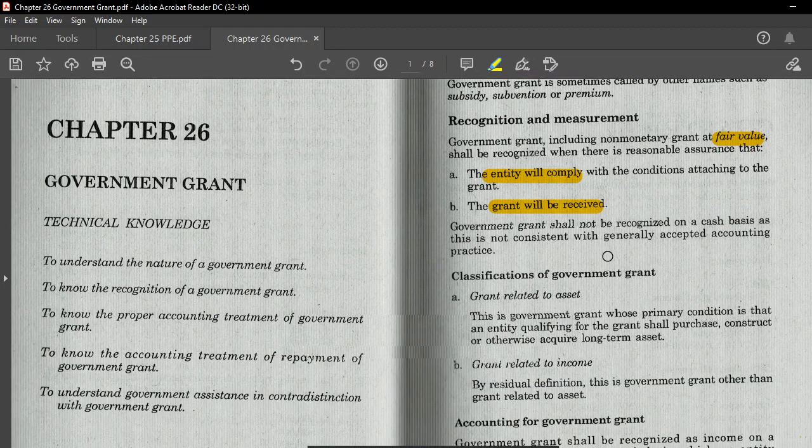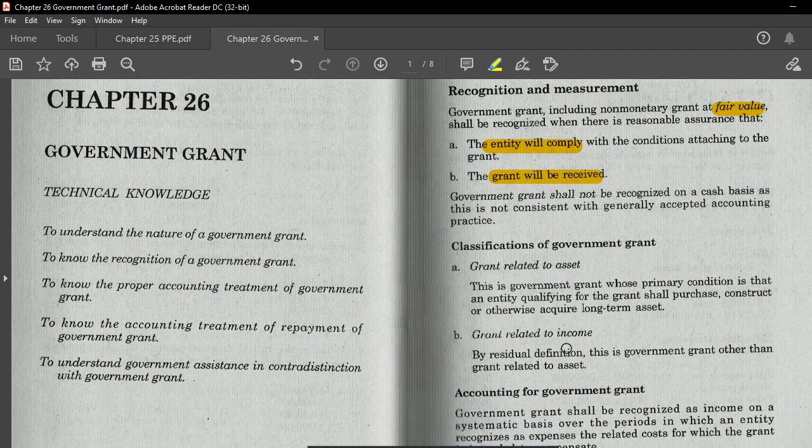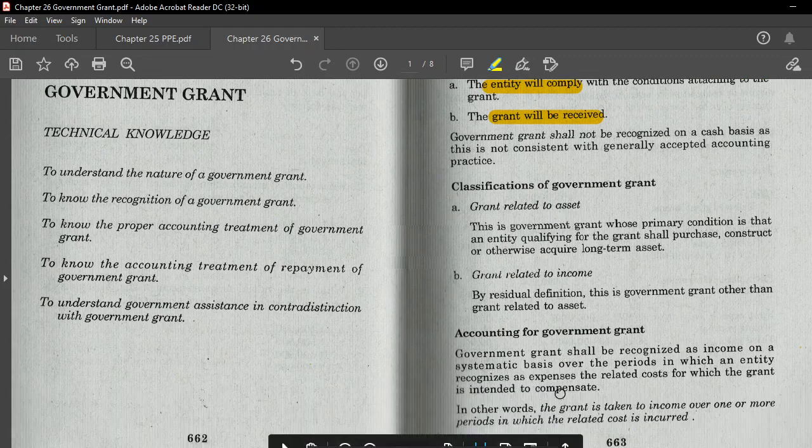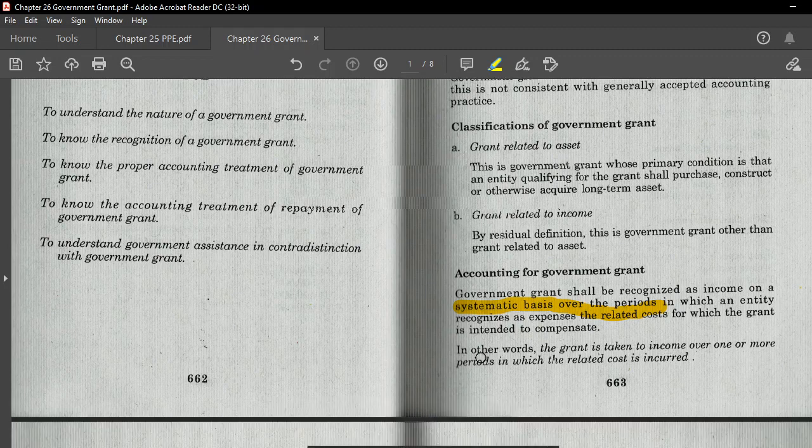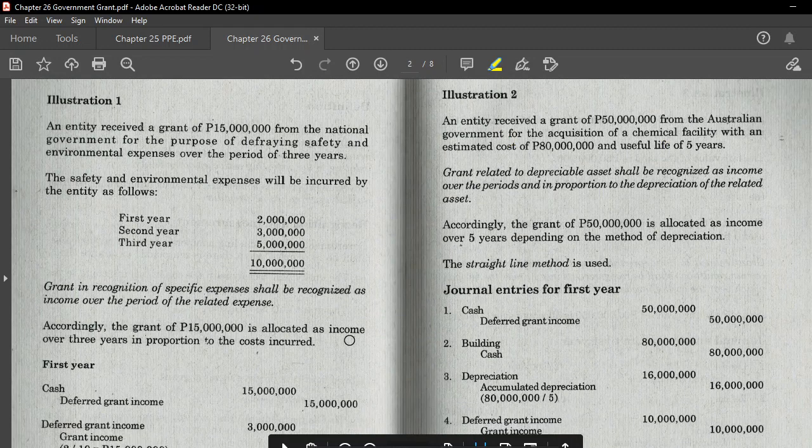Okay. Grant related to asset and grant related to income. So, as we go through the problems, we will have an idea kung unsay pasabot aning related to asset and related to income. Okay. So, government grant shall be recognized as income on a systematic basis over the periods in which the entity recognizes expense the related cost for which the grant is intended to compensate. So, in other words, the grant is taken to income over one or more periods in which the related cost is incurred.